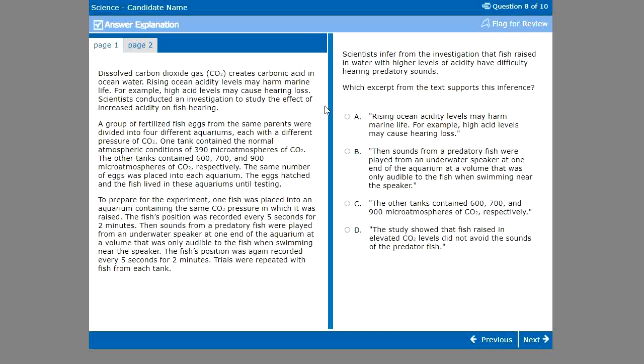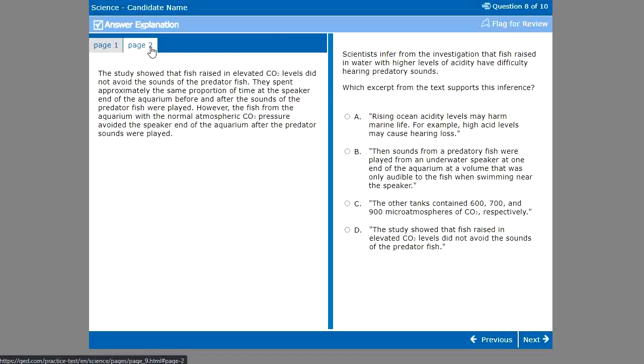Trials were repeated with fish from each tank. The study showed that fish raised in elevated CO2 levels did not avoid the sounds of the predator fish. They spent approximately the same proportion of time at the speaker end of the aquarium before and after the sounds of the predator fish were played. However, the fish from the aquarium with the normal atmospheric carbon dioxide pressure avoided the speaker end of the aquarium after the predator sound was played.